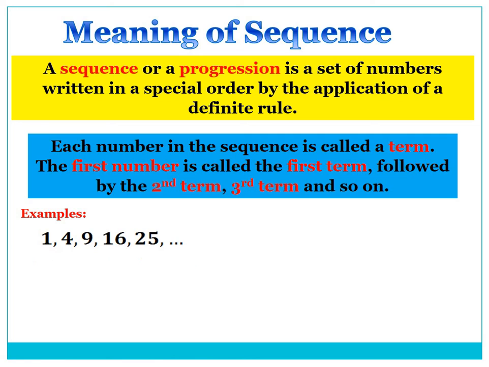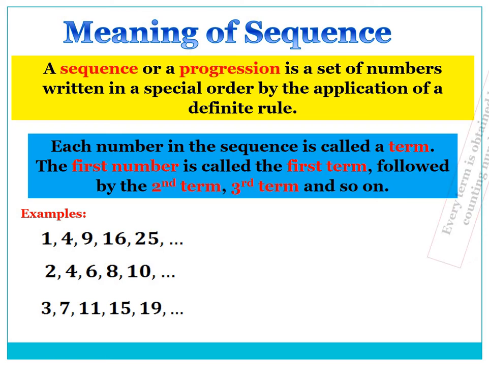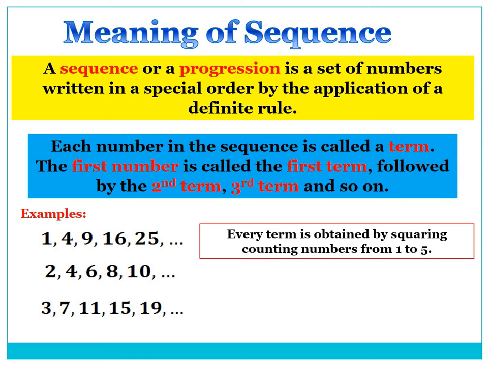Let's have the examples. 1, 4, 9, 16, 25. 2, 4, 6, 8, 10. 3, 7, 11, 15, 19, and so on. For number 1, every term is obtained by squaring counting numbers from 1 to 5. We have 1 squared, 2 squared is 4, 3 squared is 9, 4 squared is 16, and 5 squared is 25.